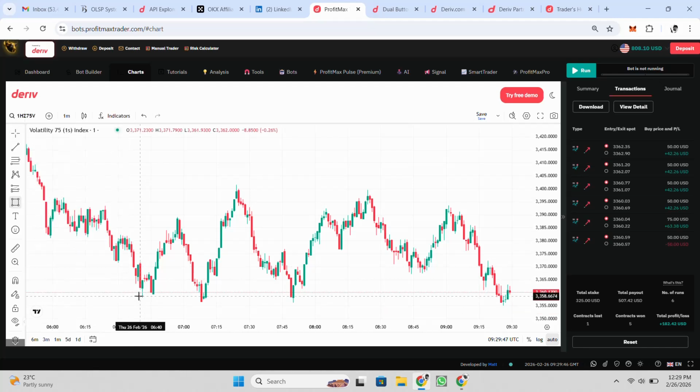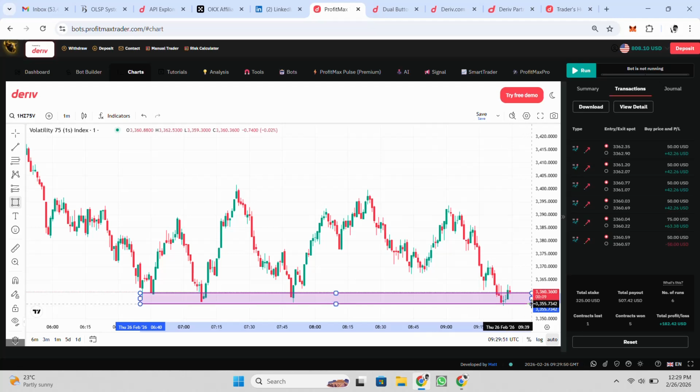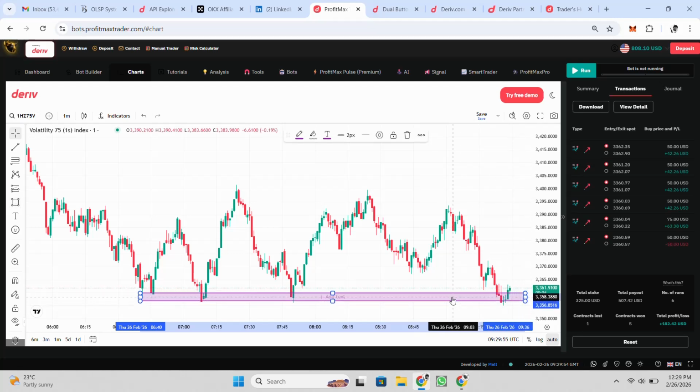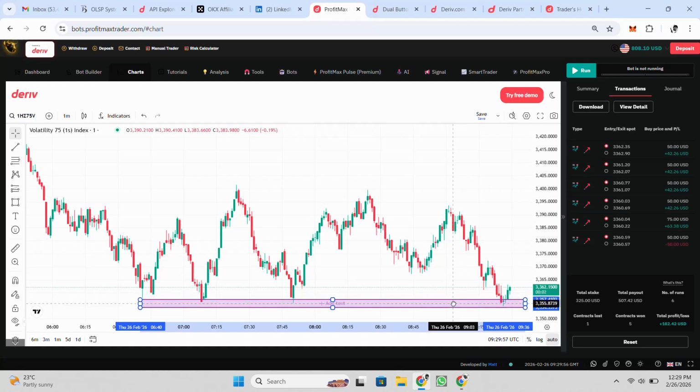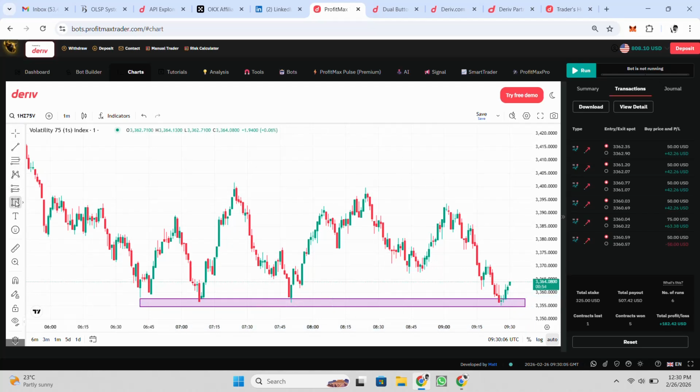So you can clearly see this support zone here. 1, 2, 3, 4. That is a support zone. The market reached there and it was rejected. And the buyers came in strong. So I believe you've got an idea of how you can trade rise and fall using price action combined with the bot and then combined with the confirmation from the ProfitMax Surge AI Engine.